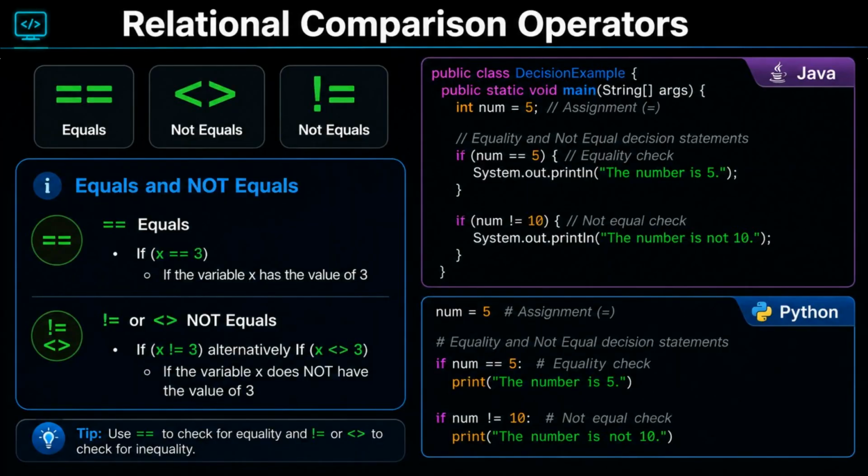Two relational operators check for equality. Equals, written as a double equals sign, checks if a variable holds a specific value. If x equals 3, checks whether x is 3. Not equals, written as an exclamation equals or diamond bracket depending on the language, checks the opposite, whether x does not equal 3. Don't confuse the double equals comparison with the single equals assignment operator from earlier chapters.